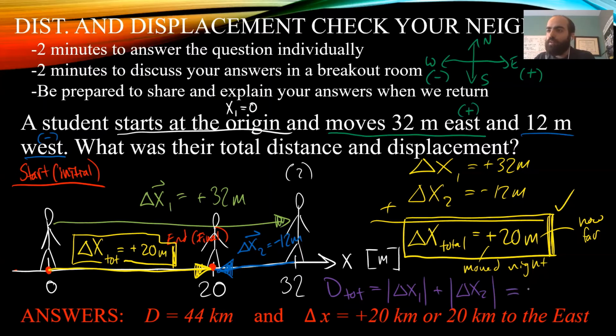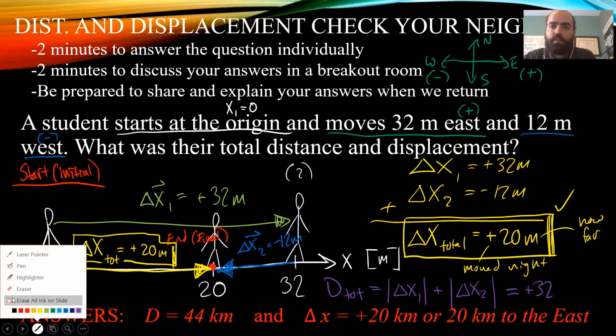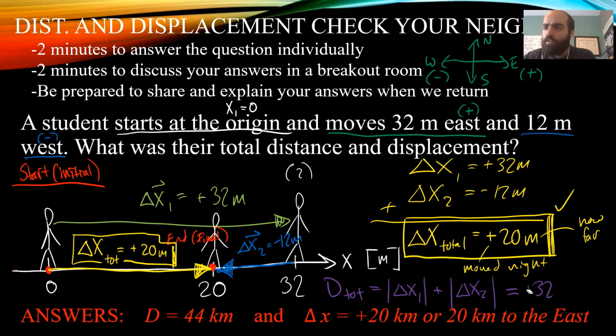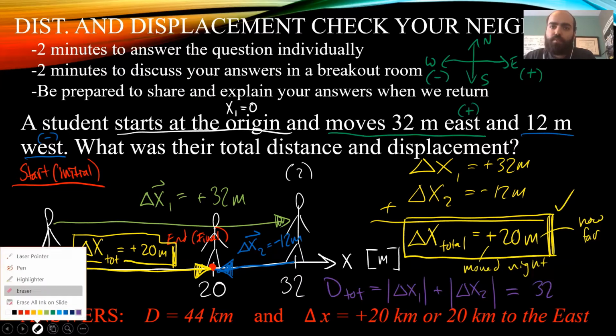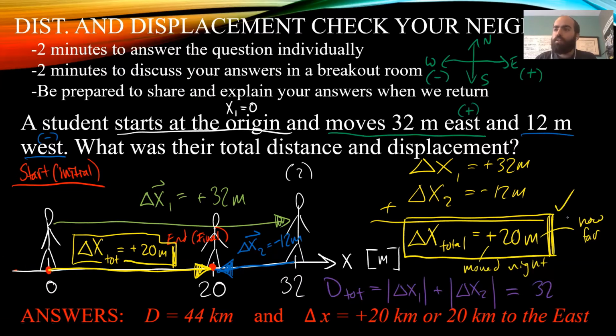first displacement, which was positive 32. And really, I'm not even going to write the positive sign because the absolute value makes whatever's inside it automatically positive. So for the first displacement, I'm just going to have 32 meters, always positive, plus the second displacement. And remember, I'm taking this negative 12, putting it inside of the absolute value function, which means that it's going to come out as positive.